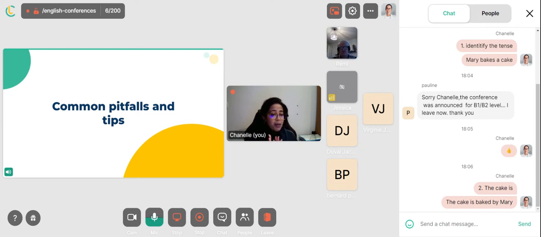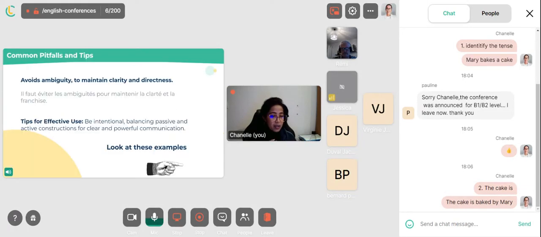So we have some common pitfalls and tips on how we can use the passive voice. The passive voice avoids ambiguity and it helps to maintain clarity and directness because you know what you are speaking about. Tips for effective use: we need to be intentional and we need to balance the passive and the active constructions for clear and powerful communication.